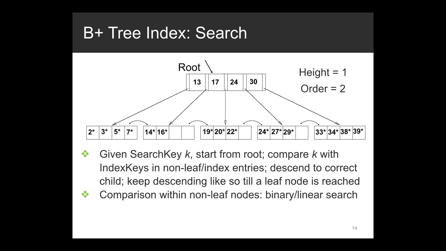Now, the convention is these asterisks over here. You might be wondering why this one has an asterisk and this one doesn't. It means it's a leaf entry. So a key value in a leaf page is denoted with an asterisk.